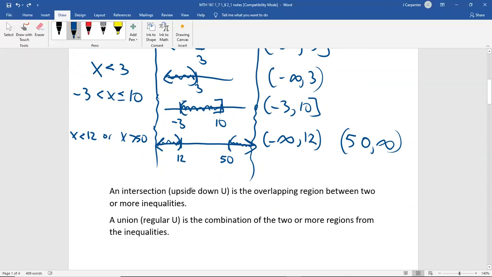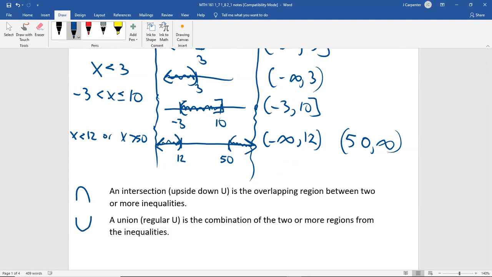An intersection, which is an upside down U, is the overlapping region between two or more inequalities. That's not what this is. That says overlapping regions. None of this was overlapping, so clearly that's not what I'm talking about. A union, this is what I'm getting on, looks like a regular U. So I'm saying an intersection, when you want to use that in set notation, you'll be drawing that, whereas unions, you'll draw this. You don't actually put the bar on the U.